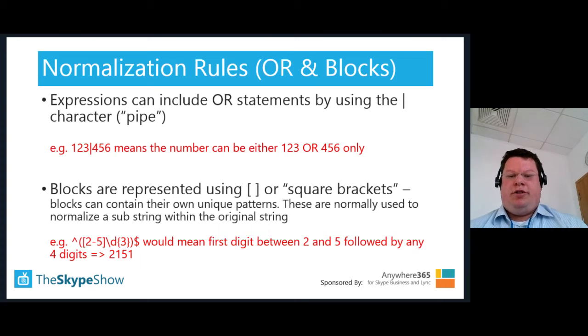So we can also use or statements. This is done by using the pipe character. This is where we can declare a block of numbers to the left and right of that character. The number can be a range or a group or a regex. In this example here, we're expecting 1, 2, 3, or 4, 5, 6. So it can't be 1, 2, 3, 4, 5, 6, etc.